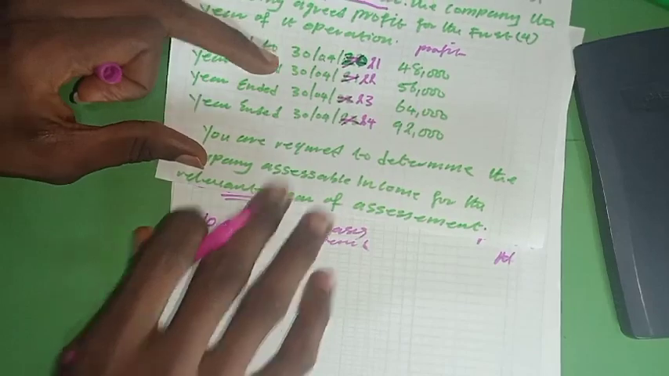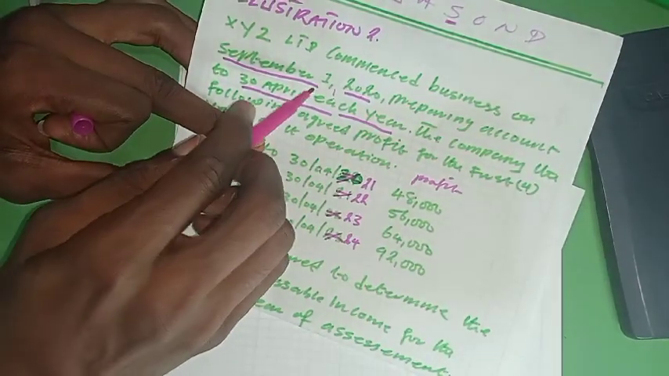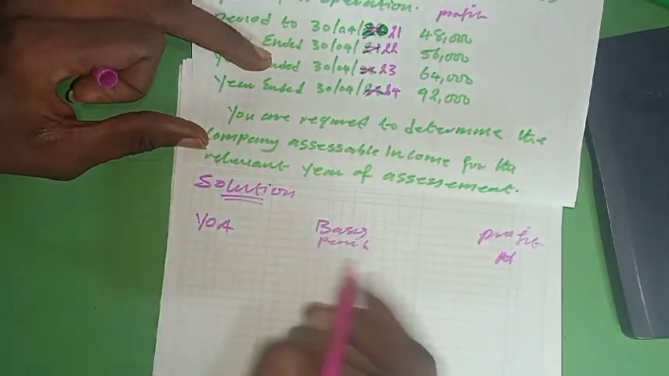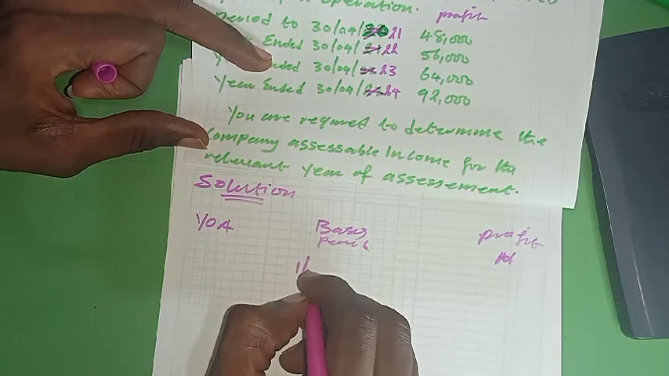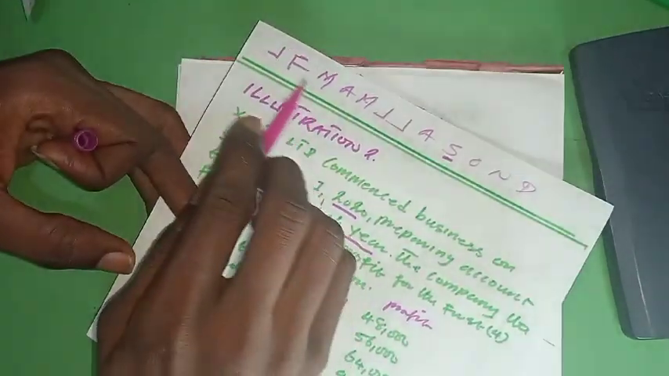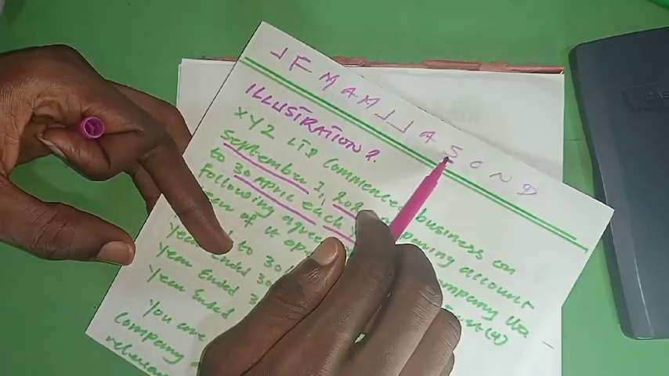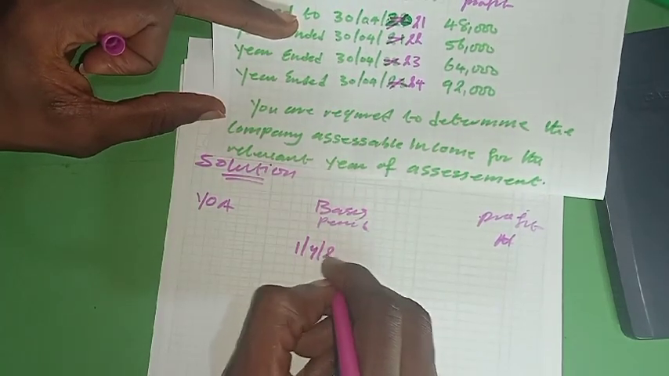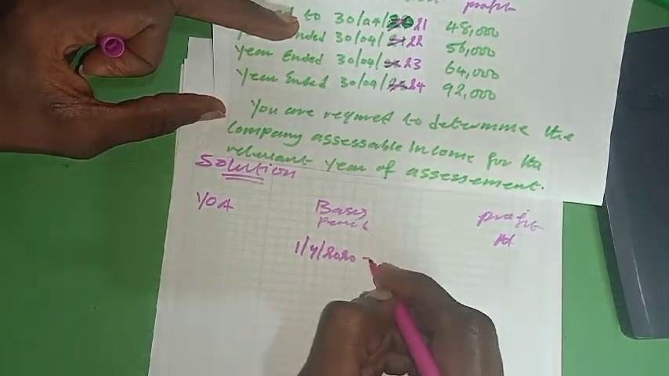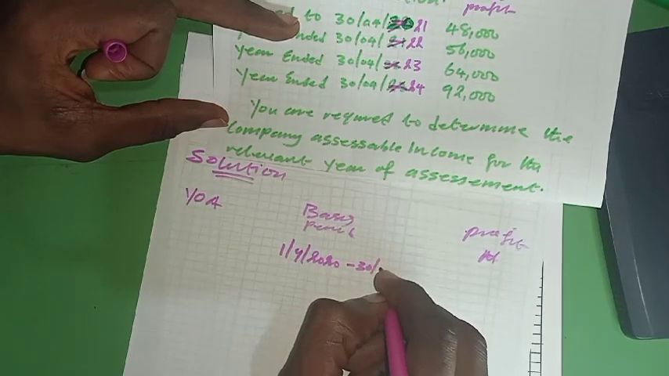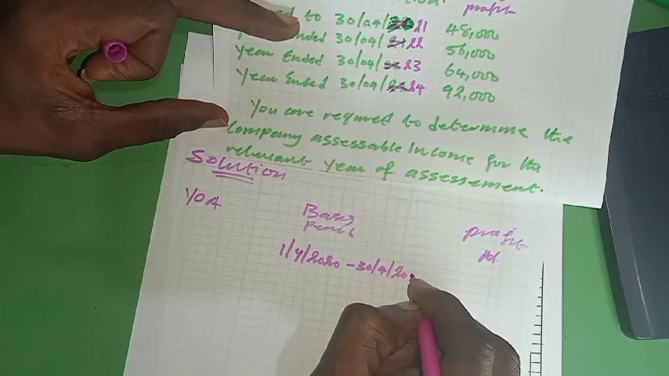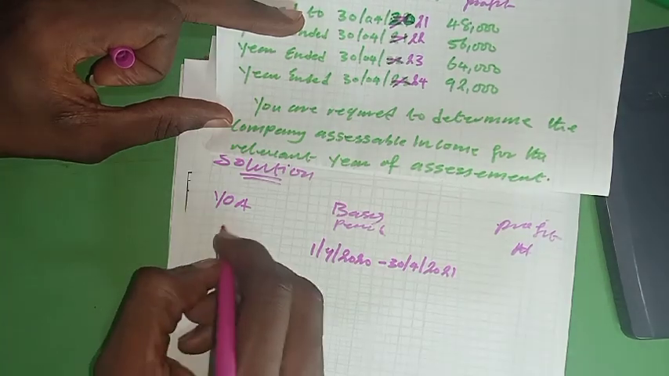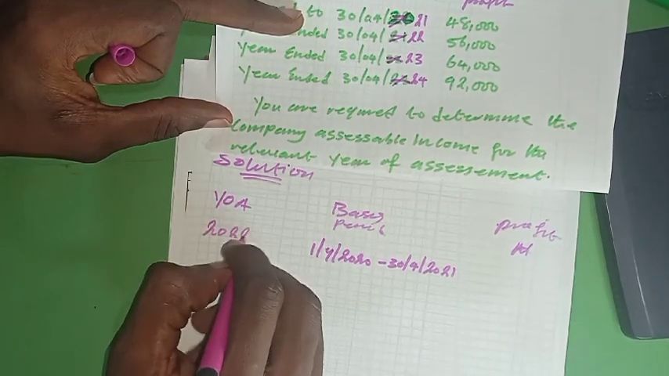Now, commencement of business was 1st September. Now, basis period, you get the basis period to determine your year of assessment. 1st September, January, 1, 2, 3, 4, 5, 6, 7, 8, 9. 9 months. September 2020 to 30th April 2021. Now, what is the year of assessment? The year of assessment will now be 2022.